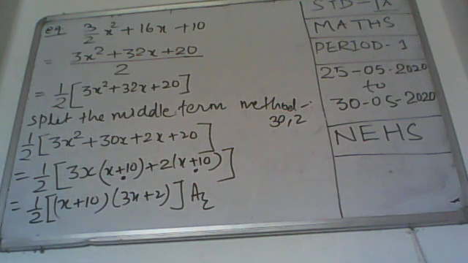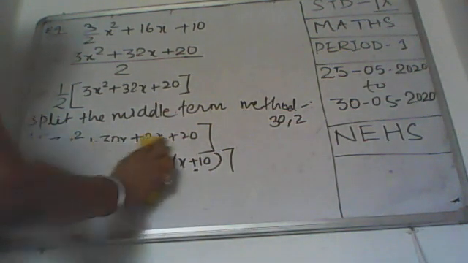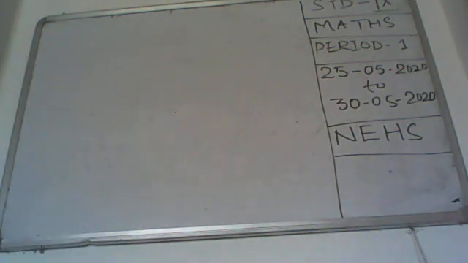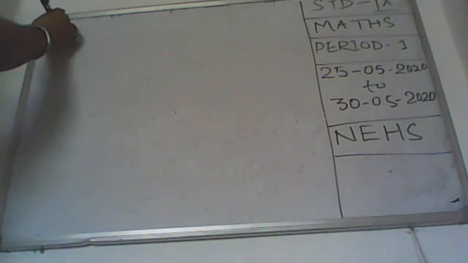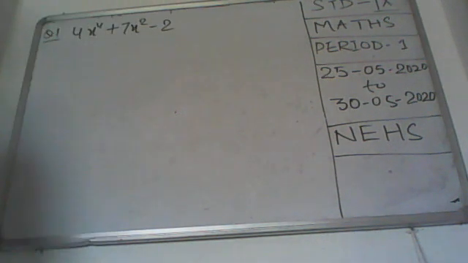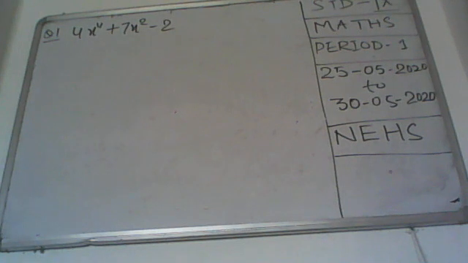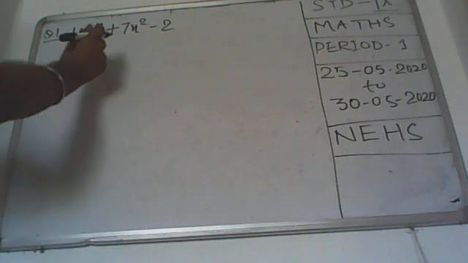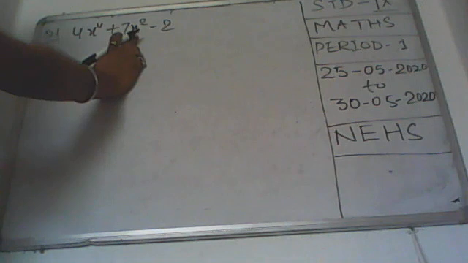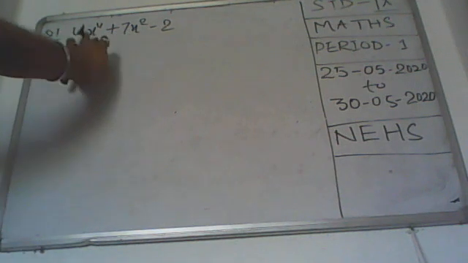Now, two more examples we can see. 4x to the power 4 plus 7x square minus 2. Okay. You have to just focus that the smallest degree of the variable is half the highest degree of the variable. Then it is a trinomial, factorization of trinomials. Here also you can do like this.